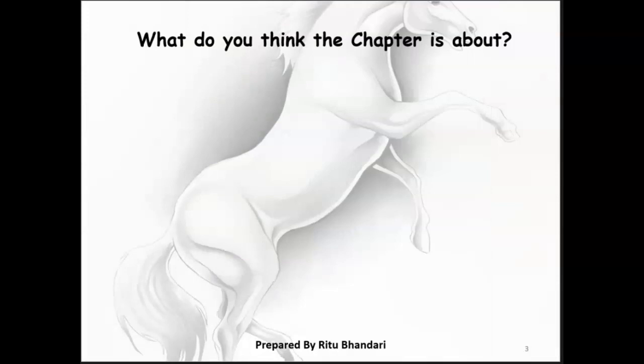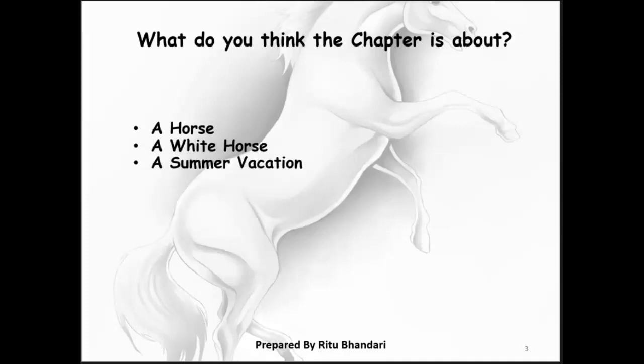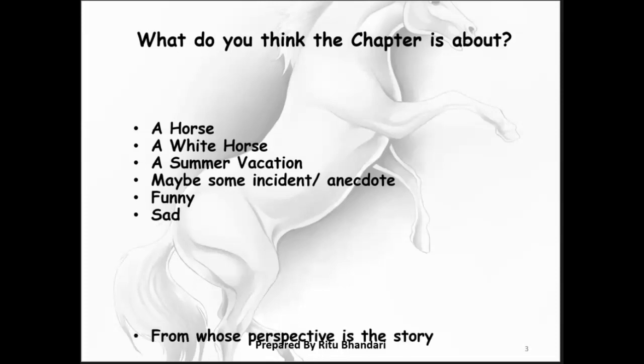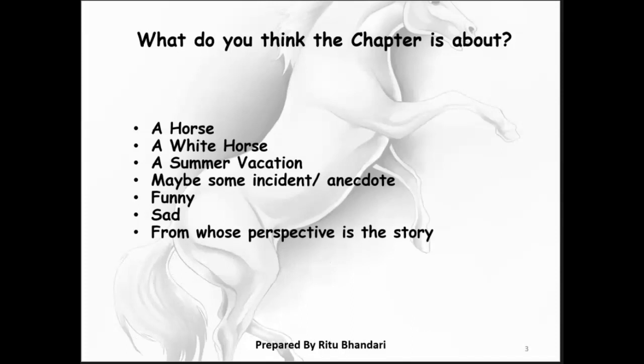What do you think the chapter is about? When you look at the title, obviously it's about a horse. The kids will say it's about a white horse. It's maybe about a summer vacation, maybe some incident or anecdote. Now, whether that incident or anecdote is a funny one or a sad one? Whose perspective is the story from? Does it have any moral lesson? Does it really have to have a moral lesson?